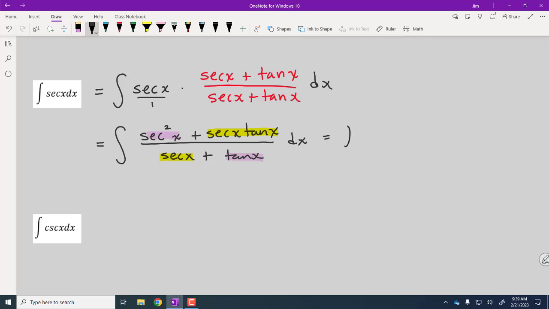So this tells us that the answer, the antiderivative, is natural log of the absolute value of the denominator. So that is our antiderivative for secant.